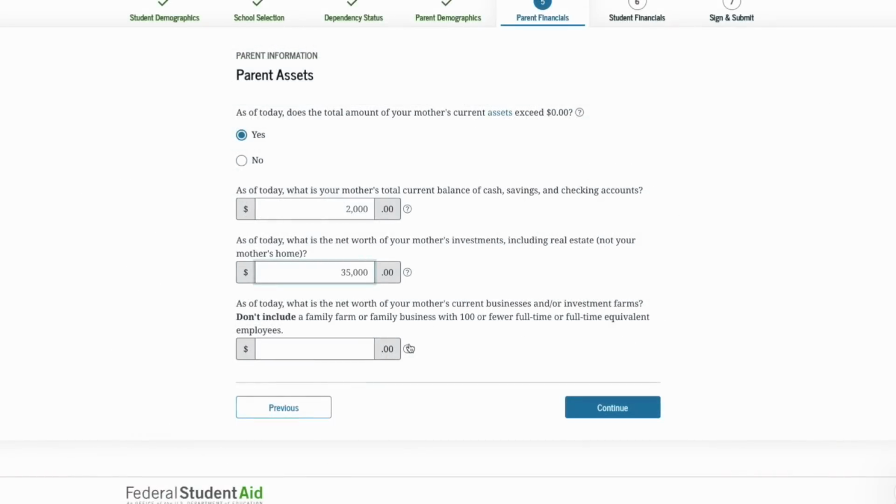The final question would only apply if your mom owns a business and has greater than 100 full-time employees. If your mom does have a business, or your parents do have a business like that, they would have to get a valuation of their business in order to enter that here. Most family businesses are smaller than 100 full-time employees, and so the value here would be 0.